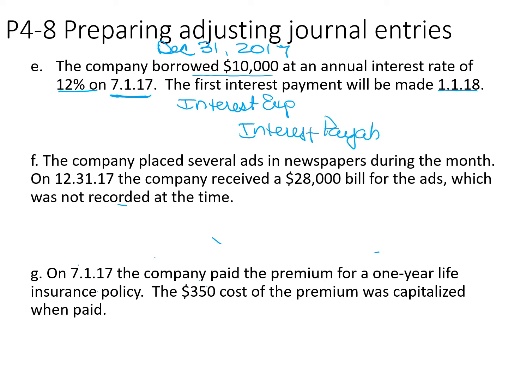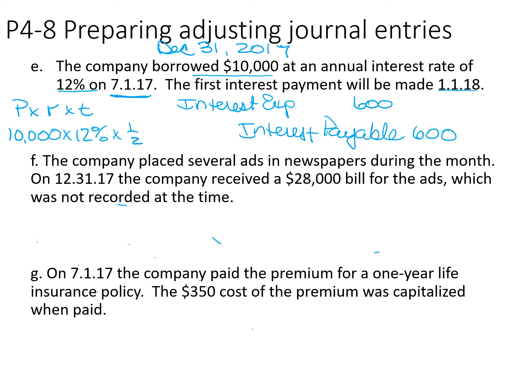The amount, if you remember your math, is principal times interest rate times time. The principal is $10,000. The interest rate is 12%, and the time is half a year. And principal times rate times time, that would be $600.